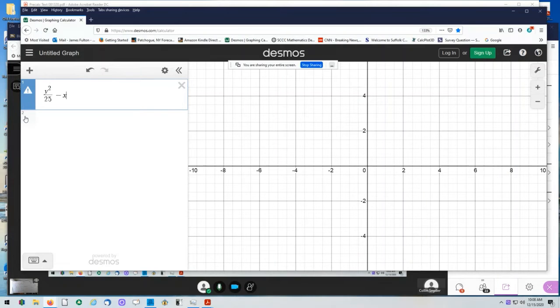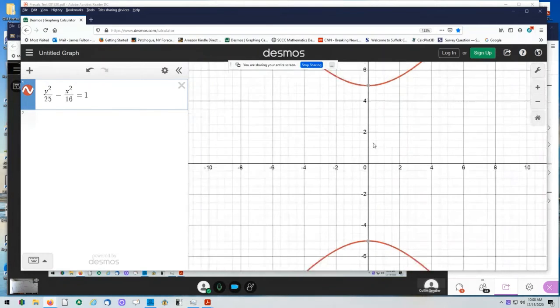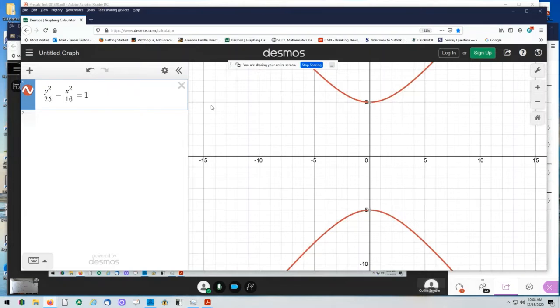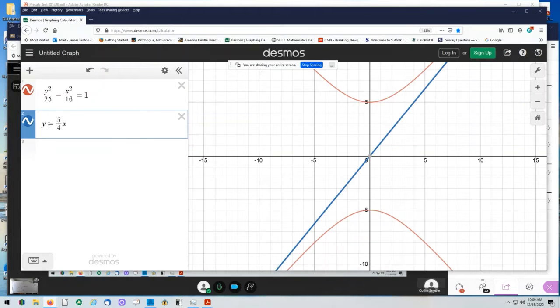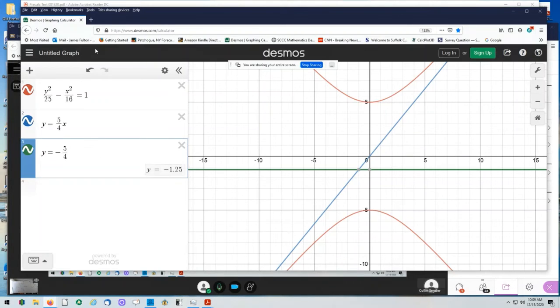Okay. Minus x squared divided by 16 is equal to 1. And you can see what the vertices there are. Let's draw 2 lines. Y equal to 5 quarters times x, and y equal to -5 quarters times x.